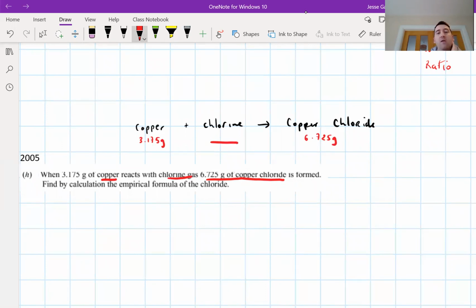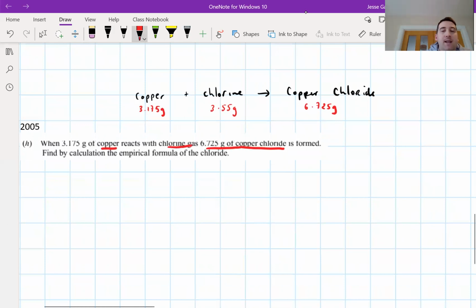If you haven't already, pause the video and work out what was the mass of chlorine used. Okay, so the mass of chlorine was, when you do this, you take this one and take away this one from it, you're going to get 3.55 grams of chlorine. So 3.175 grams of copper with 3.55 grams of chlorine gives you 6.725 grams of copper chloride.